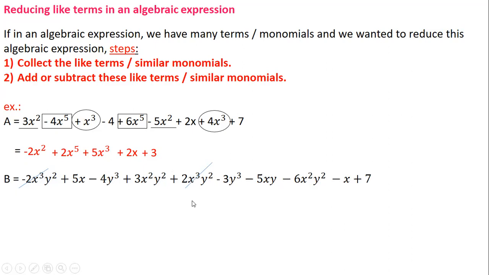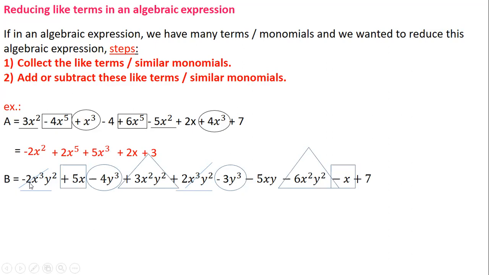X cubed y squared, here we have x cubed y squared, so we give them lines. Now 5x and minus x, we give them also the same marks. Here we have y cubed and here we have y cubed, we give them the same marks. Here we have x squared y squared, x squared y squared, we give them the same marks. This has no like term, we keep it as it is.